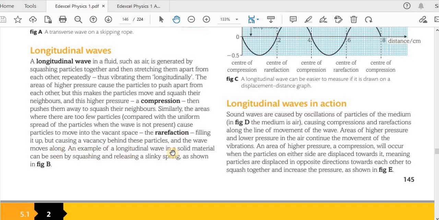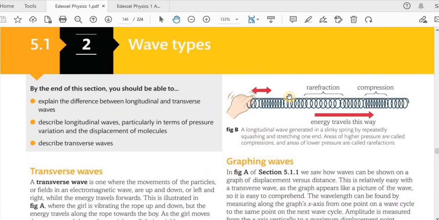An example of a longitudinal wave in a solid material can be seen by squashing and releasing a slinky spring, as shown in figure B. So if you had seen the slinky, by the way, on my channel I have also uploaded two videos of a slinky. One is a video in which I am creating a longitudinal wave in a slinky, and the other is one in which a transverse wave is created, and I think there's a third one in which I created a stationary wave in a slinky.